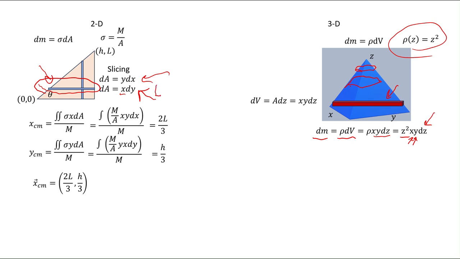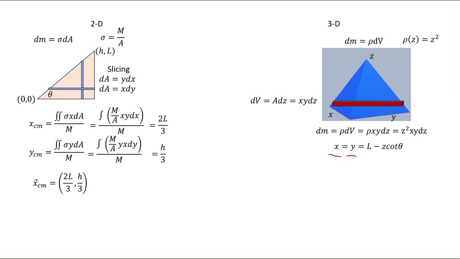In that case, we solved it by saying L minus L over H times y, right? We're going to solve it the exact same way in this case by saying that x equals y, meaning the pyramid is a square, and then that's L minus z cotan theta. You might say, hey, that looks different than before, but remember, L minus L over H times y, holy Toledo, that actually is cotan theta. In other words, this 3D problem is an awful lot like the 2D problem we just did.